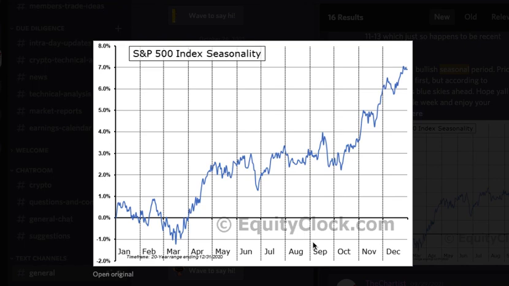Mind you, the seasonality is based on the last 20 years time frame right here, and it's only based on the average for the last 20 years. So it's not going to be 100% identical to this, but we use this as an idea of where the price action direction will go.